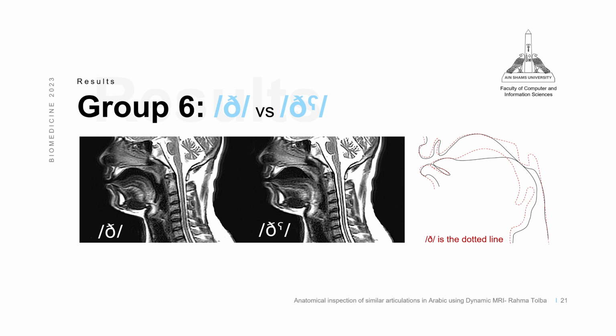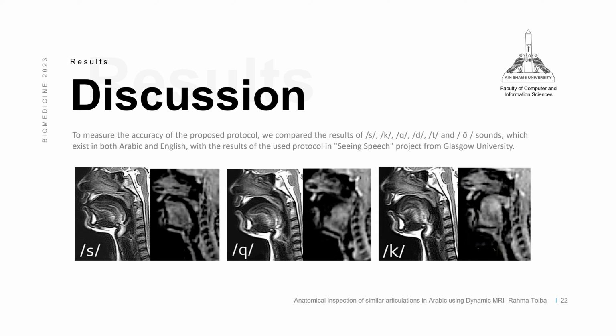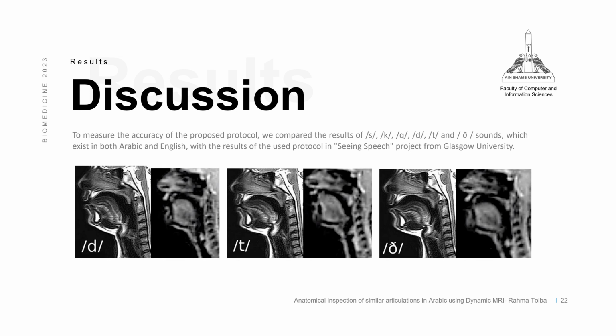To measure the accuracy of the proposed protocol, we compare the results of S, K, Q, D, T, and the sounds which exist in both Arabic and English with the results of the protocol used in the Seeing Speech project from Glasgow University, which was made for the English language. As we can notice from the images, our proposed dynamic MRI protocol still offers precise and more detailed results compared to the one used by Glasgow University.